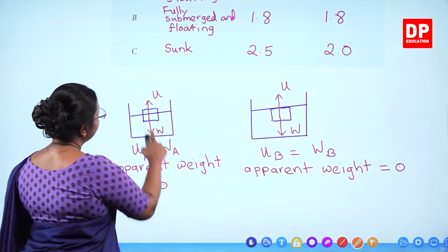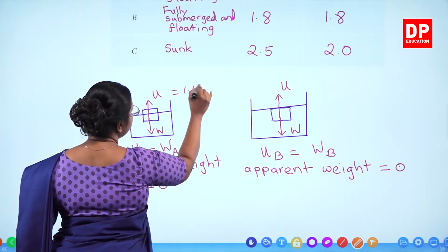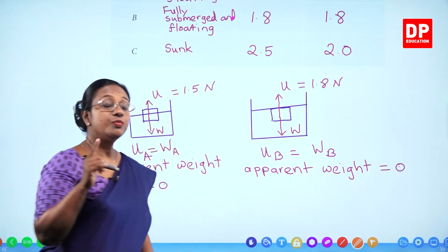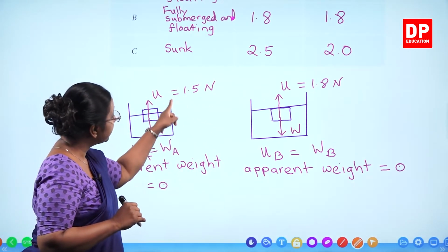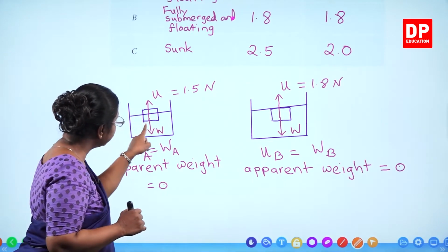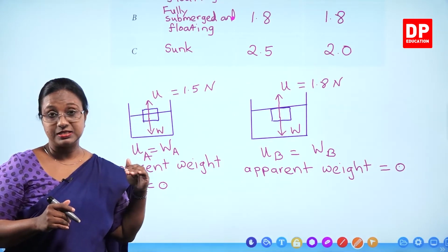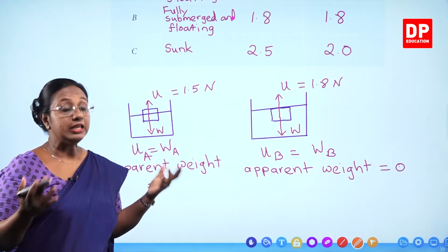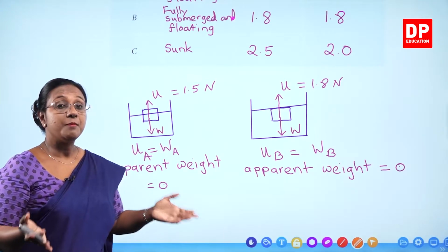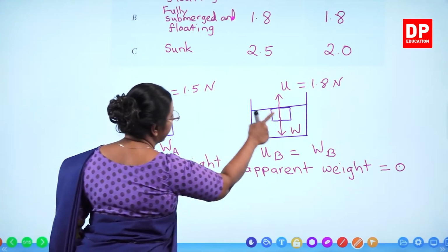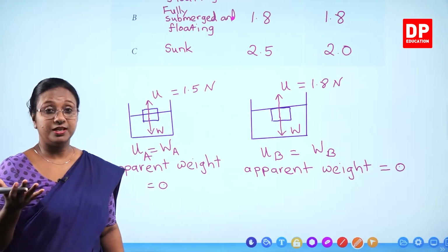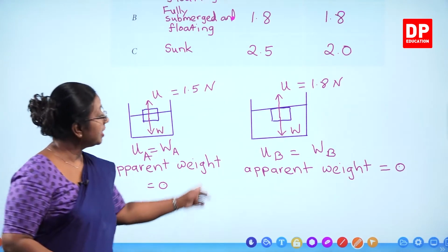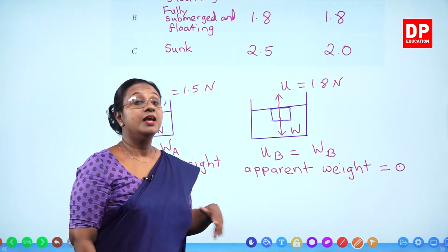Now, here students, we calculated the upthrust to be 1.5 Newton. Here the upthrust is 1.8 Newton. So, what can you see there? The upthrust is less. Here the object is partially immersed. Why? The weight of the object is 1.5 Newton, equal to the upthrust, 1.5 Newton. But when you compare the objects A and B, A is a lighter object. That's why it's partially immersed or submerged in water. But if you take the second object, the weight is more.